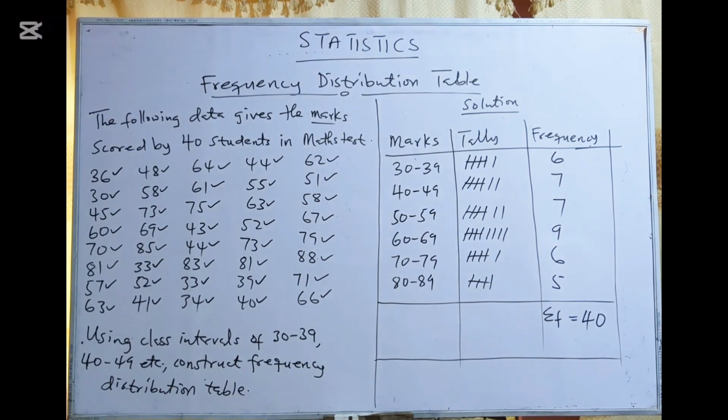I believe you have understood. So this is about the frequency distribution table. When we meet again, we will look at the mean, the mode, and then the median.